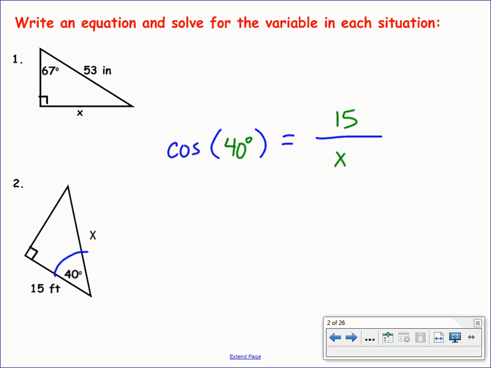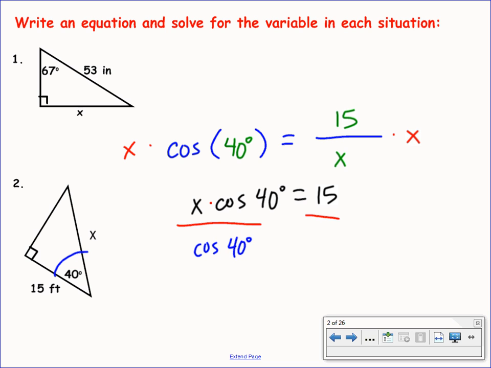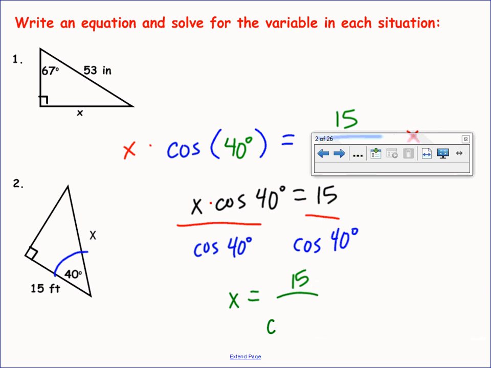Multiply both sides by that. Good, thank you. So we can multiply both sides by that variable expression, and then I'll get it up on the ground floor. x times cosine of 40 degrees is equal to 15. And now we can solve by division. All we have to do now is undo that multiplication. We can undo multiplication with division, and we'll get our variable alone. So it looks like x is exactly 15 divided by cosine of 40 degrees.